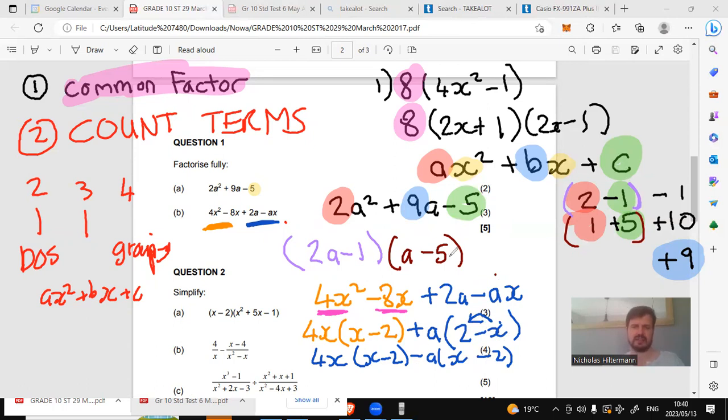Okay, and then I see, oh, there's an x minus 2 in both. Right, there's an x minus 2 in both. So I can take that out. And then my other bracket is, yes, good, 4x minus a. Okay, so I can write this as x minus 2 and 4x minus a. Those are my, that's the factorizing.